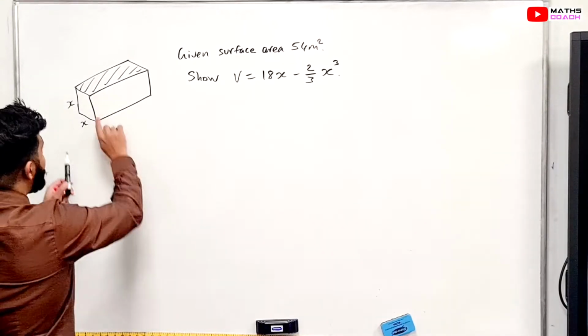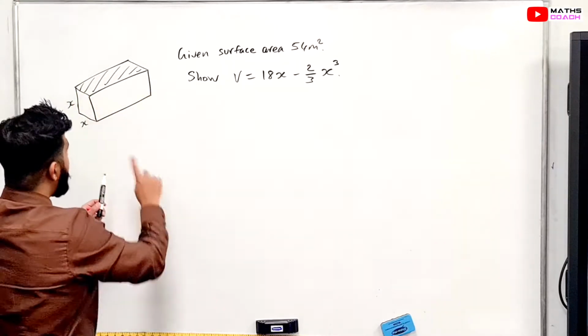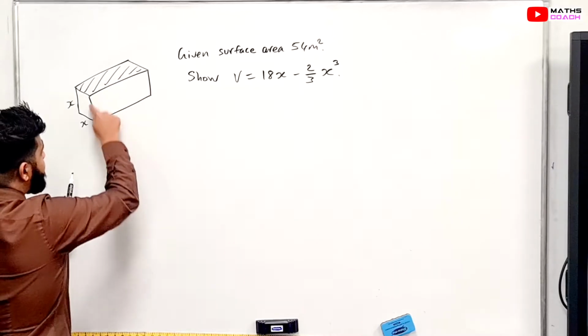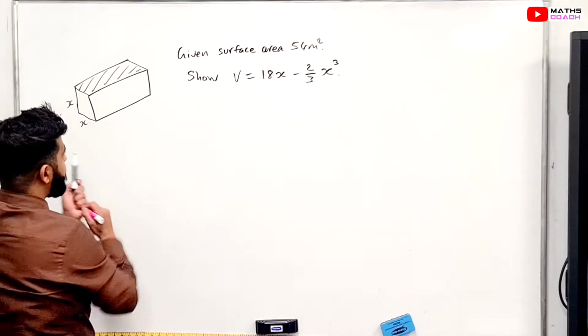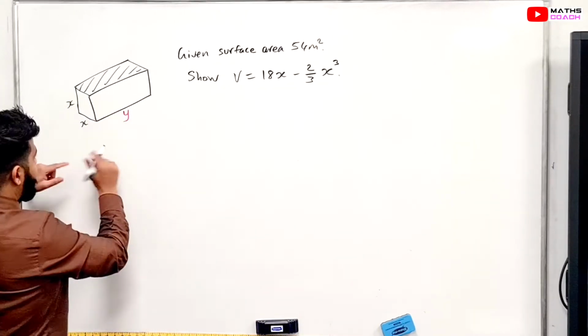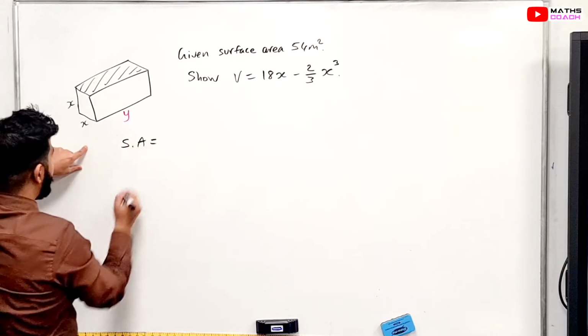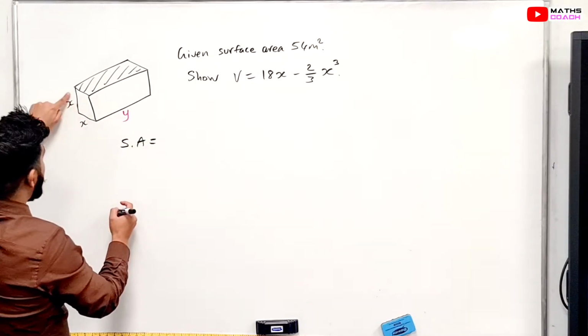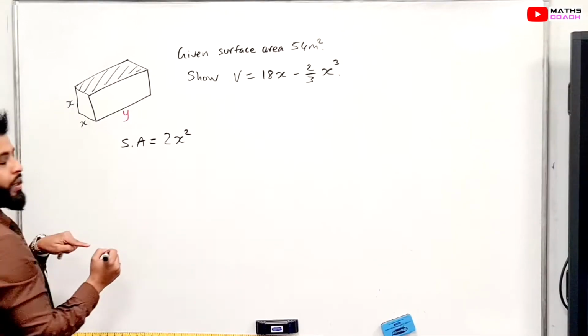So what do we have? Now, we have this square at the front here, and we know that this is a square. We want to find the area of this face over here, but we don't have a length here. So what I'm going to do is introduce a length. Let's call it y, okay? So to begin with, the surface area, let's call it SA, is equal to x times x, which is x squared. And we have two of those, so we'll have 2x squared.